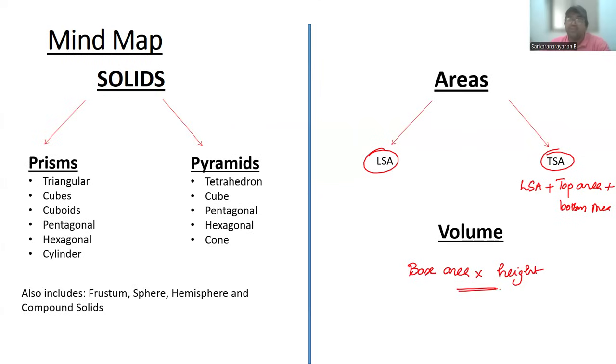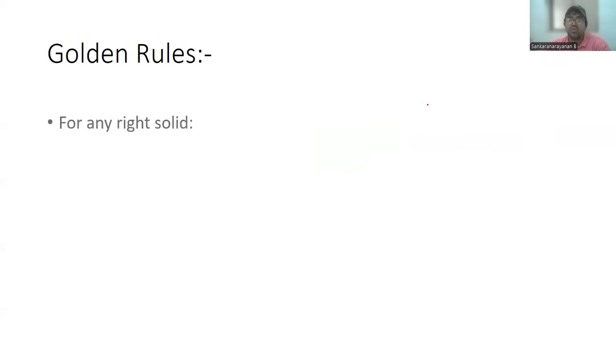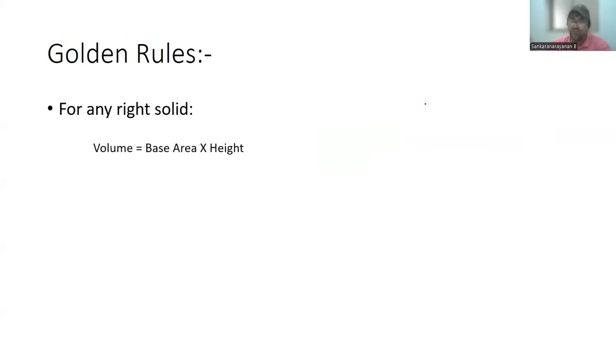Now if it is a pyramid, it's a totally different ball game that we will discuss. But for any right solid, what I have mentioned here is applicable. Let's now consider those golden rules again. For any right solid, volume is nothing but base area into height. Lateral surface area will be nothing but base perimeter into height. So please make a note of these details.